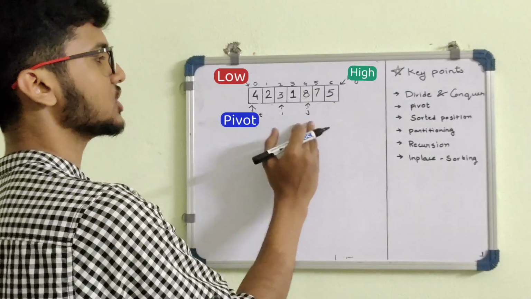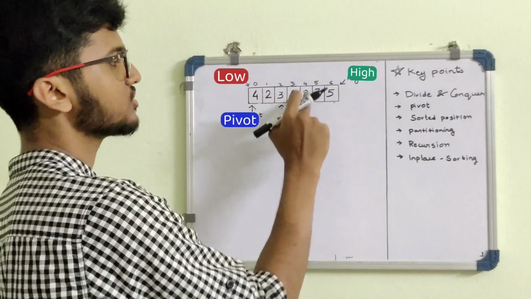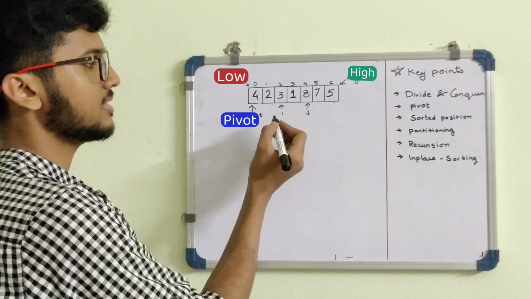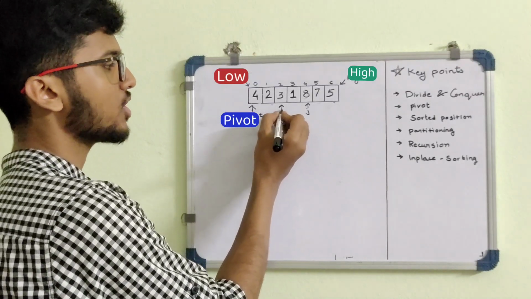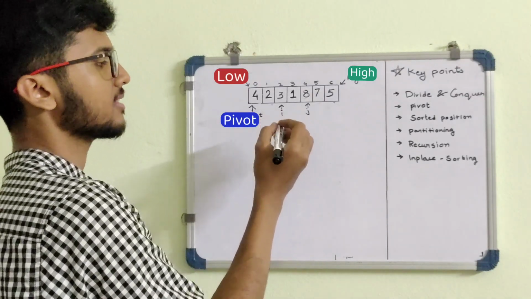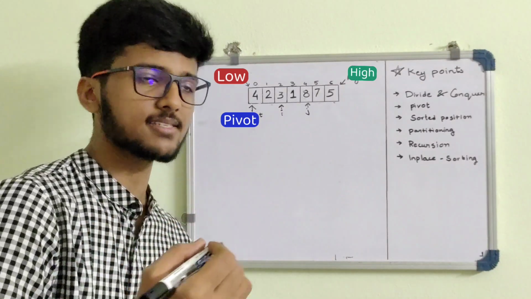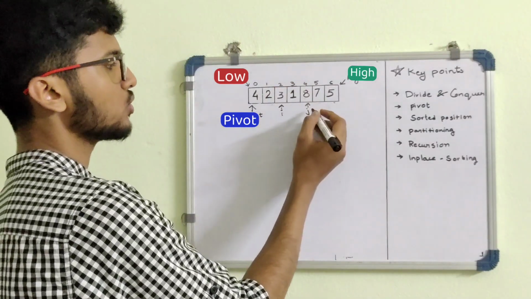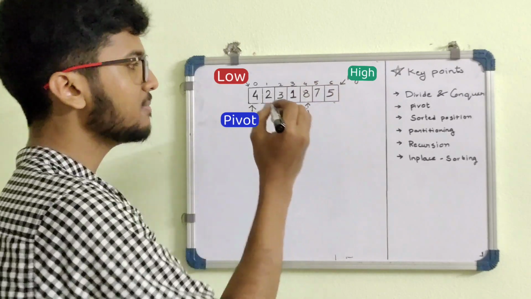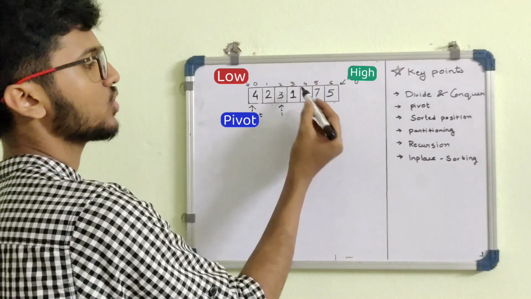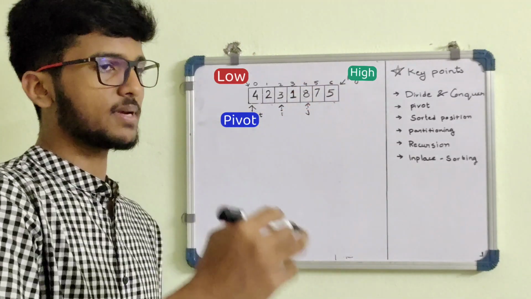So i is still less than j. i is 2, j is 4. These pointers are nothing but they are pointing to indices. When I say i, it is the value of the index. So i is pointing to 2, j is pointing to 4. The element at 2 is 3, the element at 4 is 8. So now I am repeating the process.